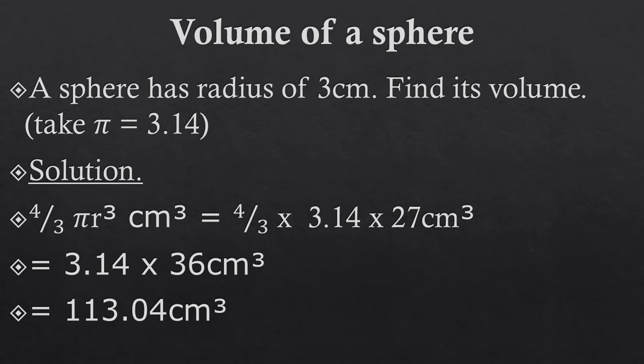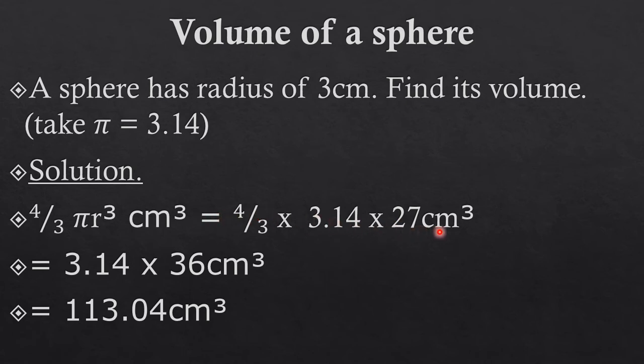They said given that pi is equal to 3.14. The question always comes with the value of pi with which we solve it. So they say solution. This is the formula for the volume: 4 over 3 pi r cube centimeter cube. You replace the pi they gave you, which is 3.14. So it is 4 over 3 times 3.14 times 3 centimeter cube.